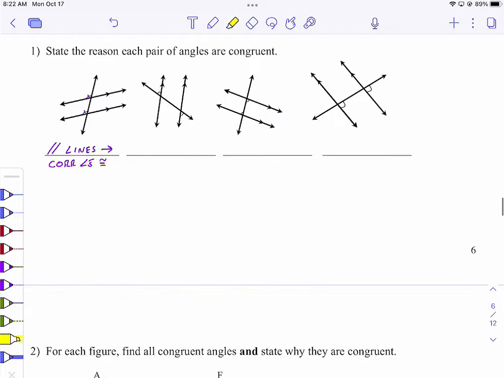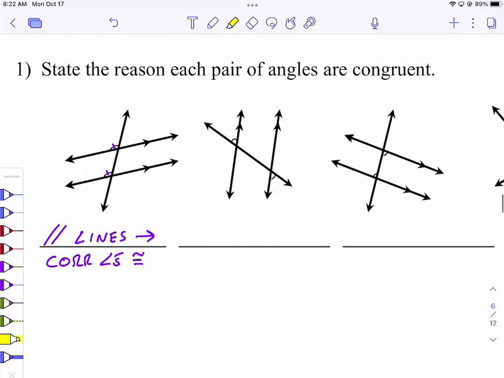Okay, so it says here, state the reason each pair of angles are congruent. This might seem a little bit repetitive, but the main idea here is that the lines are parallel. That's what those double arrows mean, those extra arrows that are in the middle of the lines. It means they're parallel. And then that would give you congruent angles. Now these angles are congruent. And so I'd write, I have parallel lines.